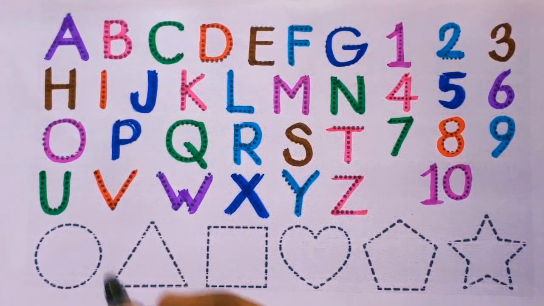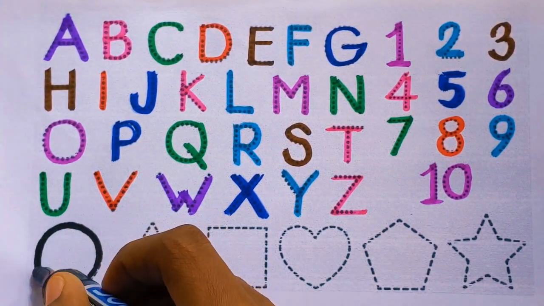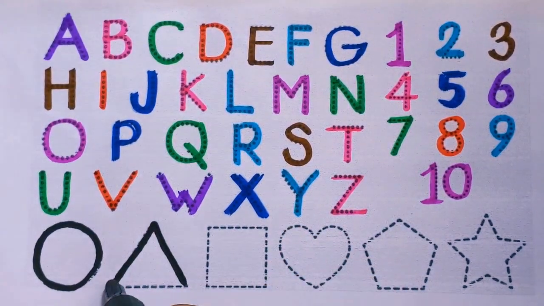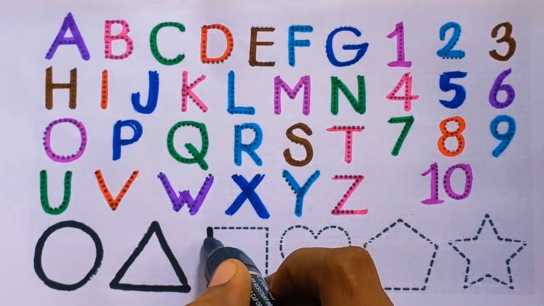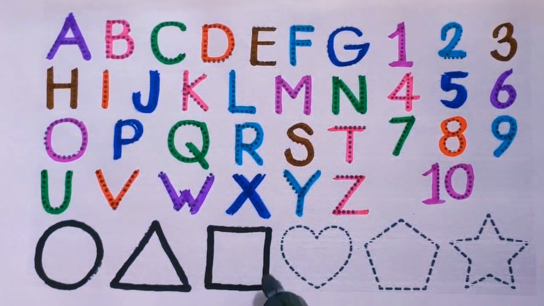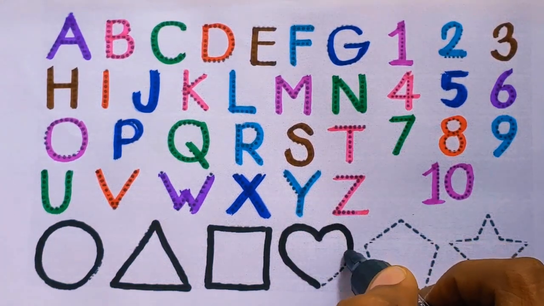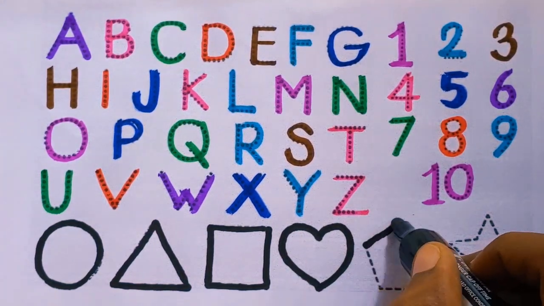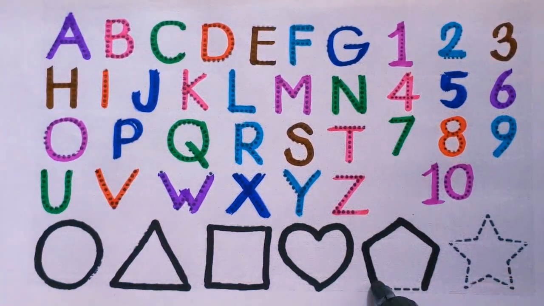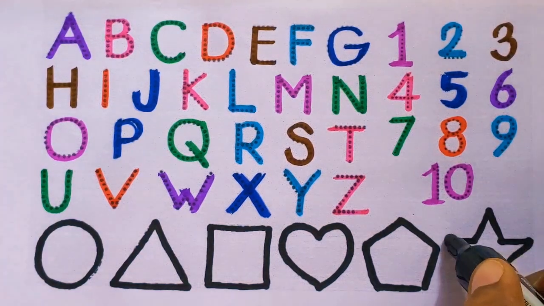It's time to trace the shapes. First is circle shape, triangle shape. Next one is square, heart shape, pentagon, and next one is star shape.